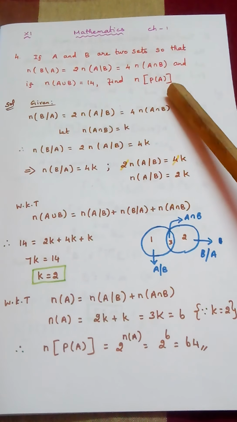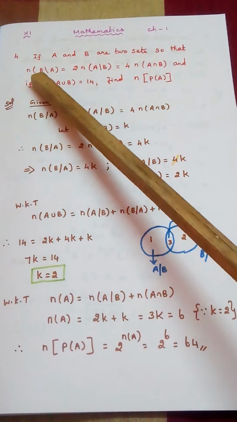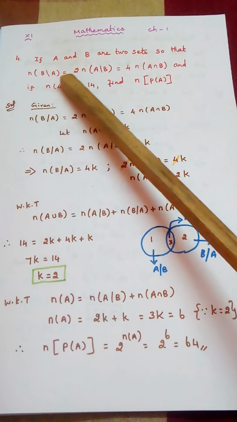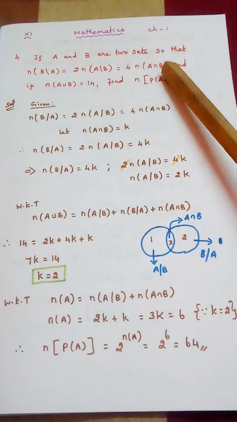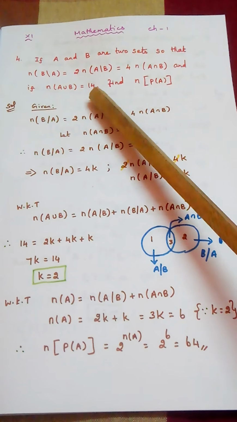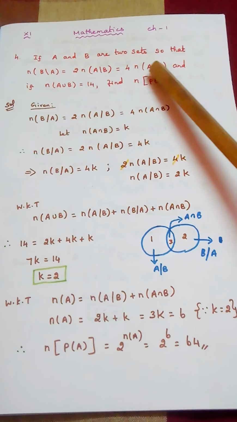This is the question. I think you will understand it. This condition is given to us: these three are equal, and another value also is given, n(A ∪ B) is equal to 14. We have to find what is n(P(A)).